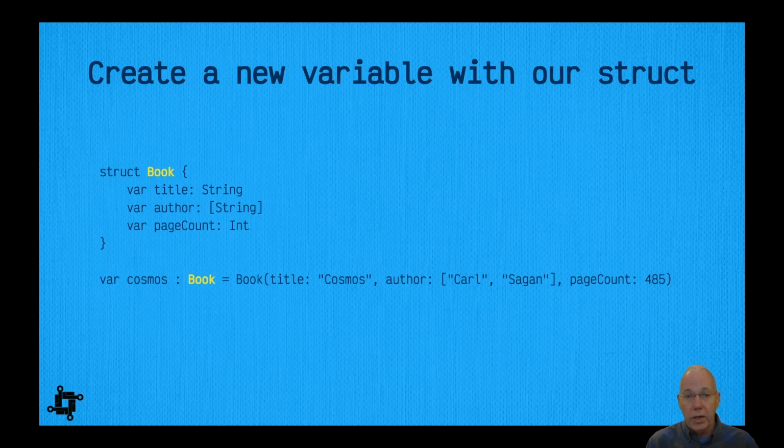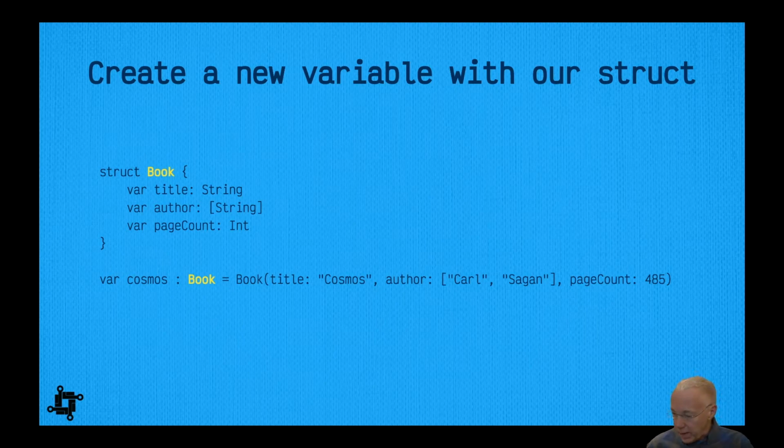So then the question is, all right, great. So now we have this new type called Book. How do we declare an instance of it? How do we actually declare a variable of type Book? Well, we can do that right here. We can say var cosmos. So we're just creating a new variable name. We're giving it a type. So we're saying it's colon Book, just like it could be colon Int or colon String. And then we say it's equal to, and instead of saying it's equal to a simple value like a string or an int, it's equal to the Book.